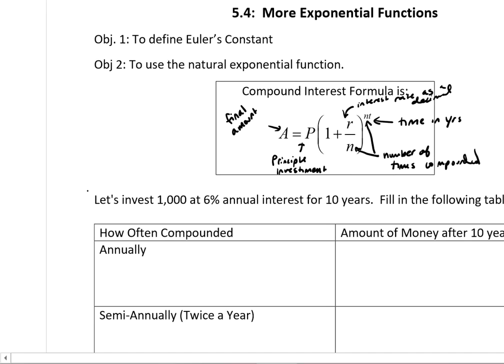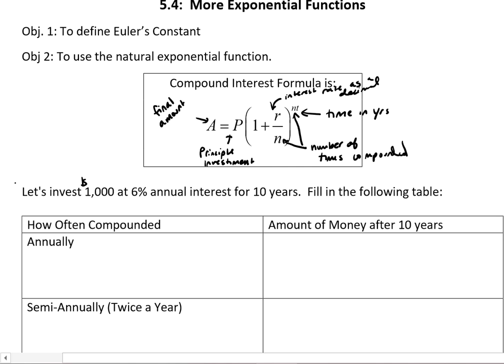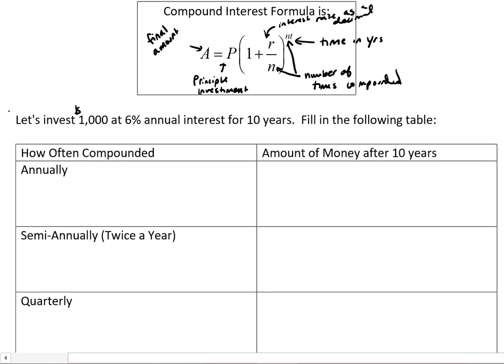So let's invest $1,000. Whoops, missed the dollar sign. At 6% annual interest, because apparently we've turned back the clock to the late 80s, early 90s. And we're going to find out how much money I'll have in 10 years. So the way this will work, in all of these, P is 1,000, R is 0.06, T is 10, and this one, N is 1.